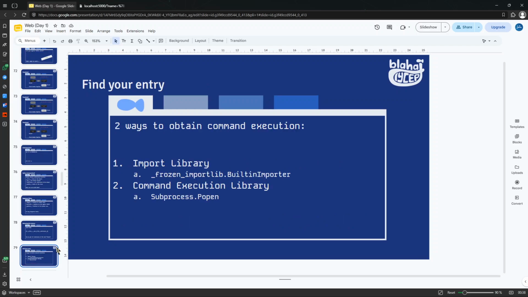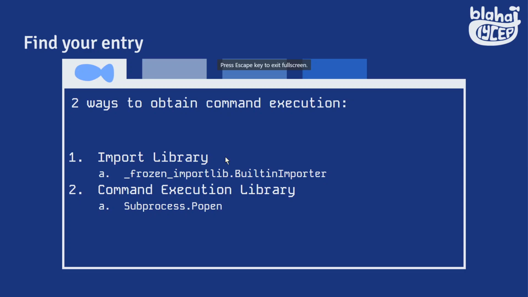Now, what do we do? We have to find our entry. There are two ways to obtain command execution. One of them is to use the built-in import library. You basically find a class, like a built-in importer, and just import the thing. Another thing you can do is to find a command execution library, like subprocess.Popen. You just use that class and basically run your own code.